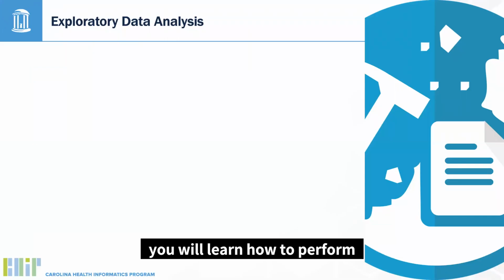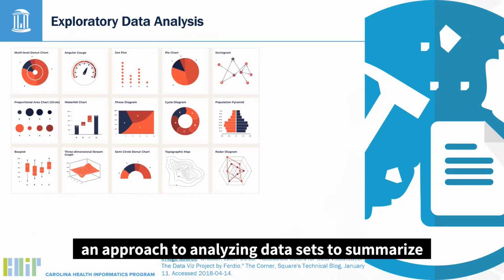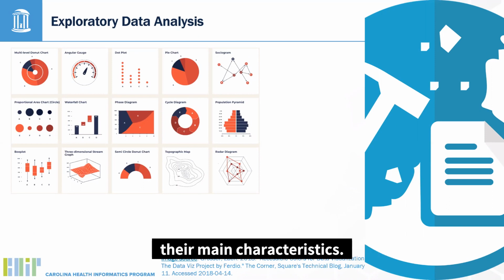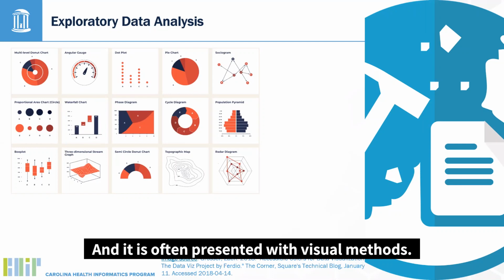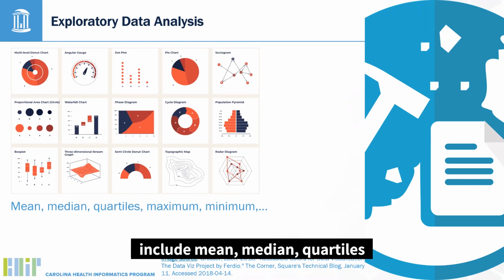In this video, you will learn how to perform exploratory text data analysis. Exploratory data analysis in general is an approach to analyzing data sets to summarize their main characteristics, and it is often presented with visual methods. The metrics often used for exploratory analysis include mean, median, quartiles, maximum, and minimum values.